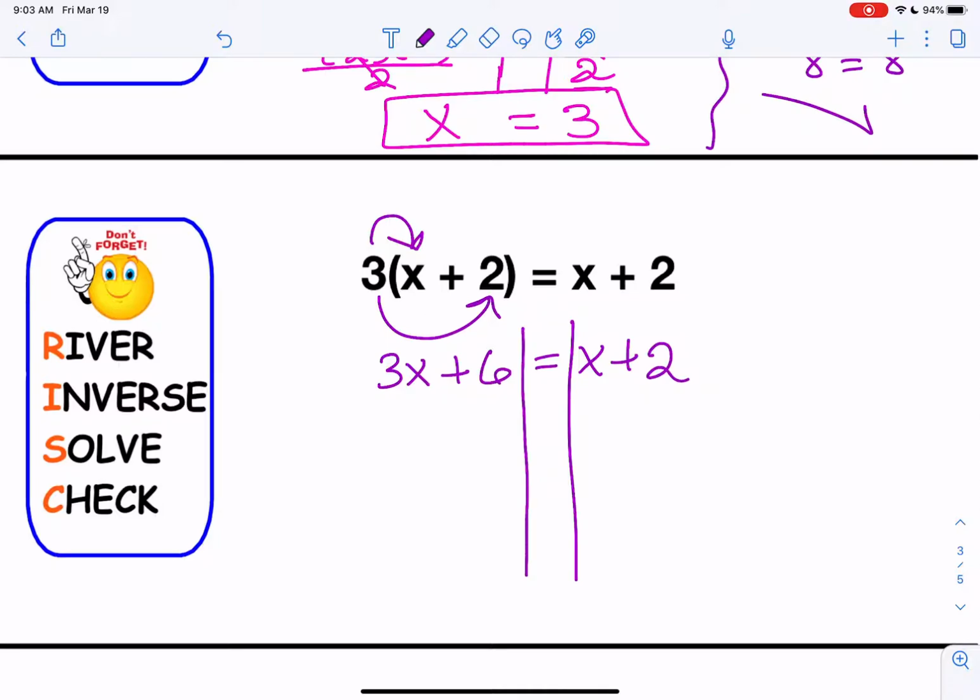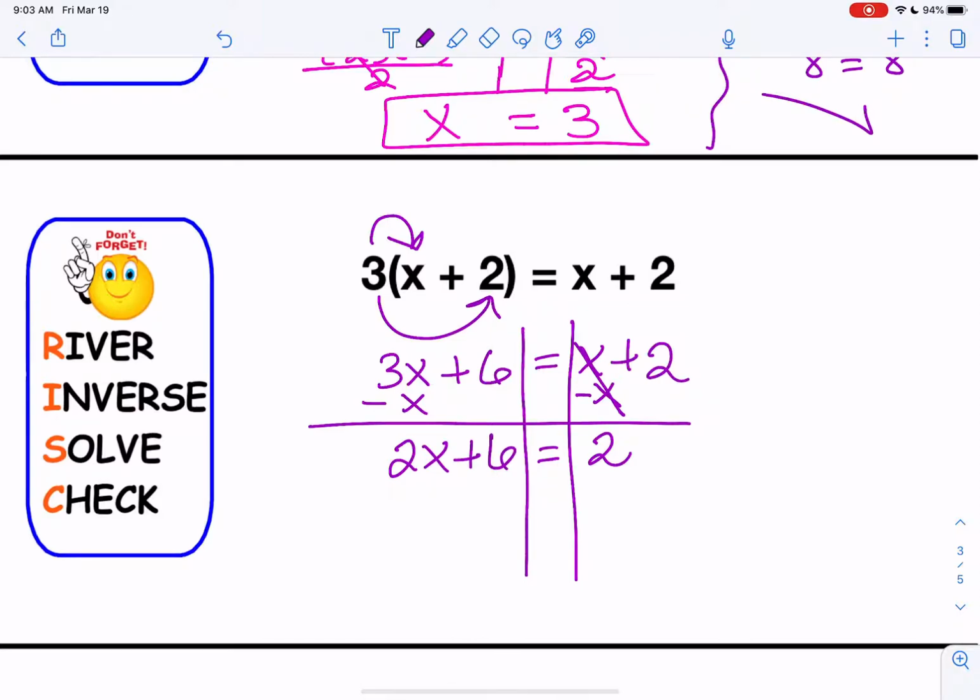We draw a river, and now we're going to do the inverse. Now remember, x is just a regular number, and we want just one x on one side. So x plus 2 is the same thing as 2 plus x. So the opposite of addition would be subtraction. Whatever I do to one side, I have to do to the other. x minus x is 0, and we're left with 2 on the right-hand side. And 3 x's and you get rid of 1 will leave you with 2 x's. So we end up with 2x plus 6 on the left.